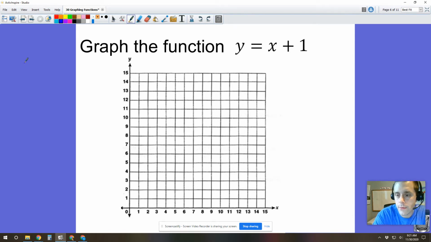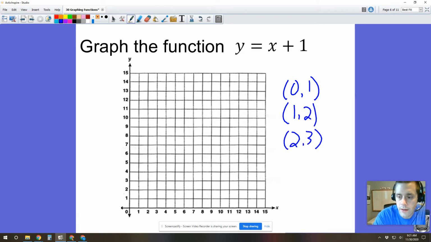So I'm just going to quickly rewrite these numbers. They were 0, 1, 1, 2, 2, 3, and 3, 4. Those are the ordered pairs we need to graph. So if you need to, pause the video, create your own coordinate grid, or if you have access to a printer, you can print one of the blank ones that are available to you on Brightspace. Once you have your coordinate plane ready to go, hit play again, and we're going to graph these points.